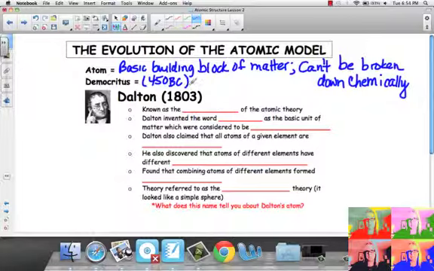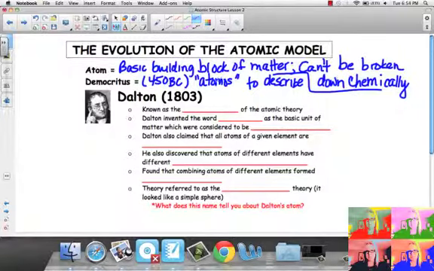And he tried to answer the question about divisibility of matter. He used the word atomos, which is where we actually get the word atom from, to describe the smallest particle of matter. And Democritus actually said that atoms were indivisible.